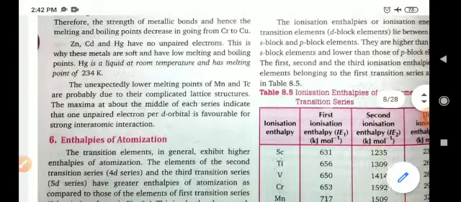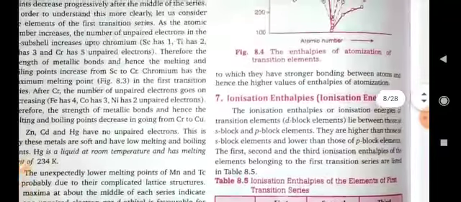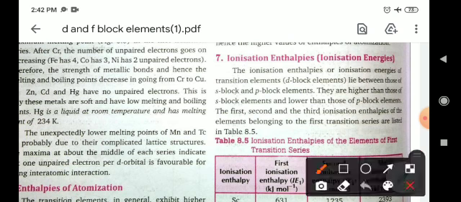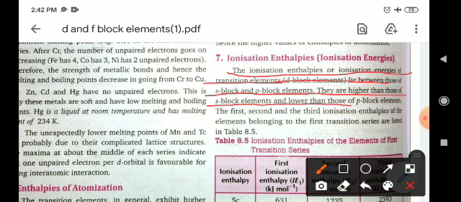Atomization energy will be increasing. Now ionization enthalpy or ionization energy. What is the definition of ionization energy? The removal of one electron from the valence shell is known as the ionization energy. The ionization enthalpies of transition elements or d block elements lie between those of s and p block elements; they are higher than those of s block elements and lower than those of p block elements. The first, second and third ionization enthalpies of the elements belonging to the first transition series are listed in Table 8.5.